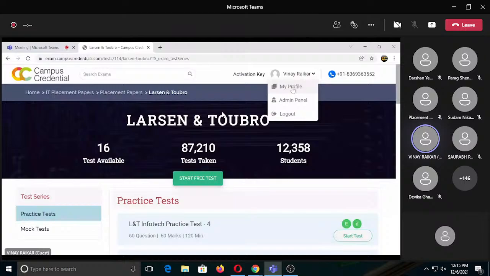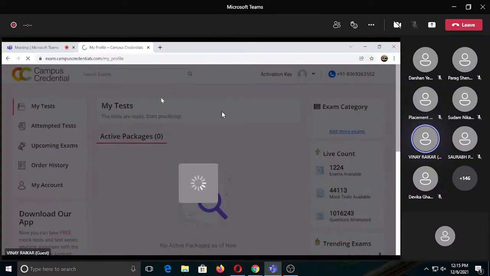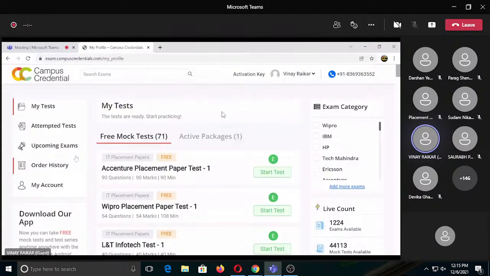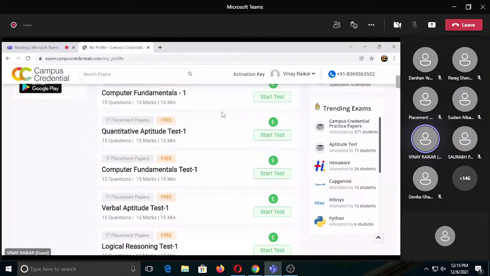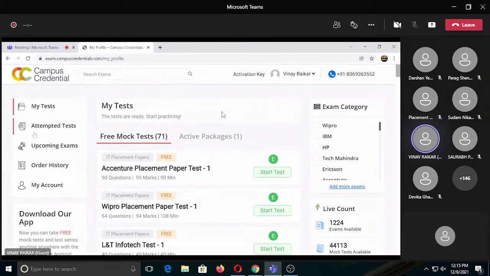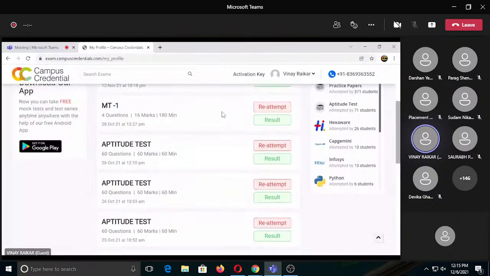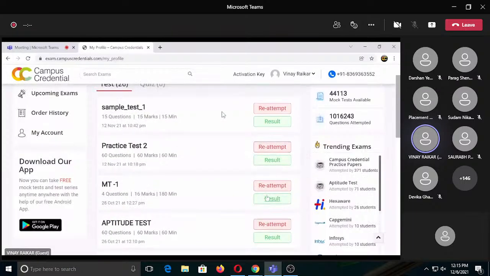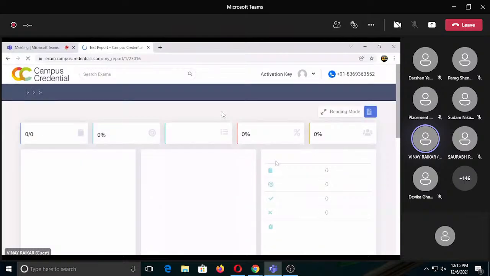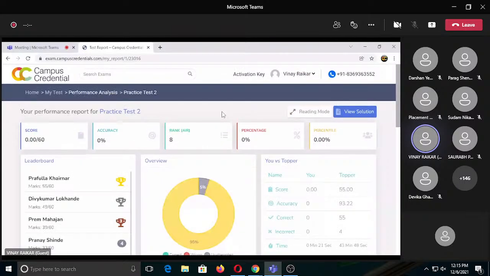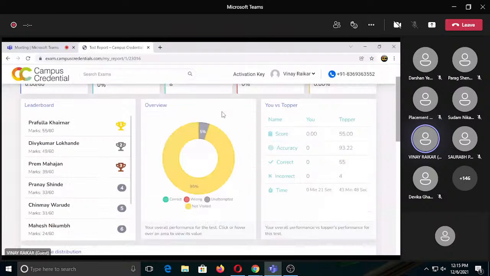Apart from this, whatever test you have attempted, you get a 15-page detailed analysis report. When I go to an attempted test, let me show you this. Take any of these tests. Take this one. You have a complete analysis of where you're standing.